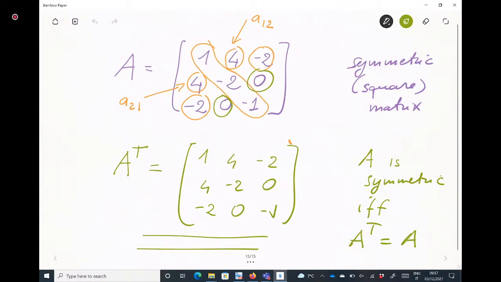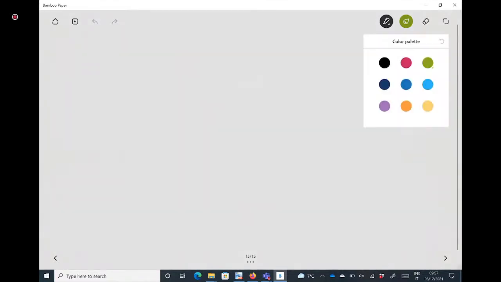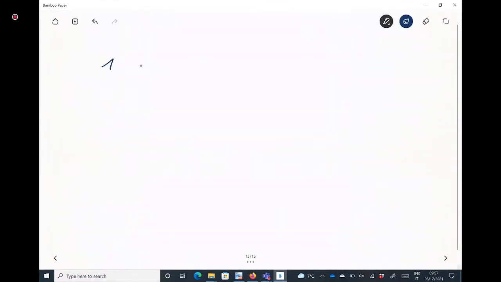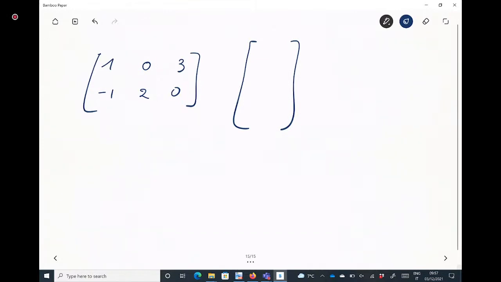Now there is another important property involving transposition and symmetric matrices, and this is this one. Let me take a matrix with many zeros so operations are easy. Now I take the transpose of this one.